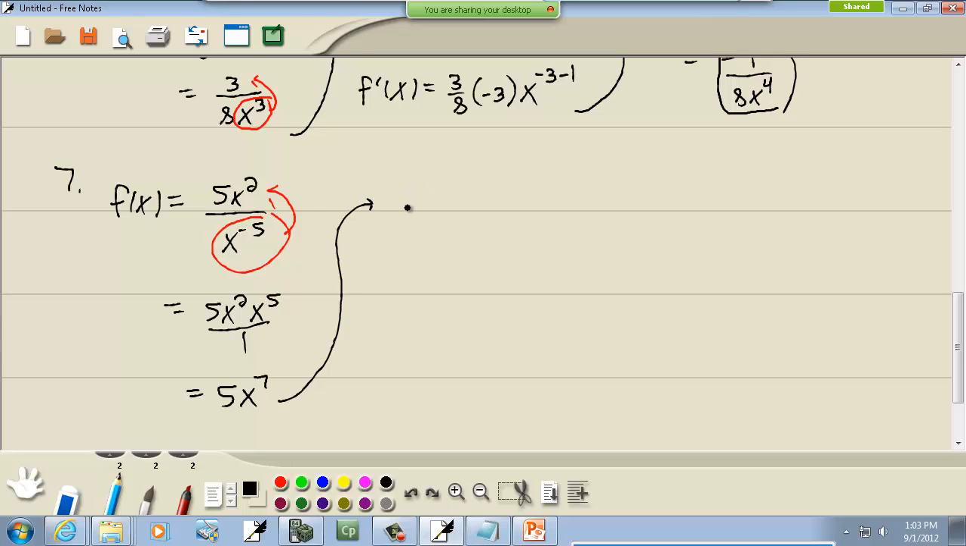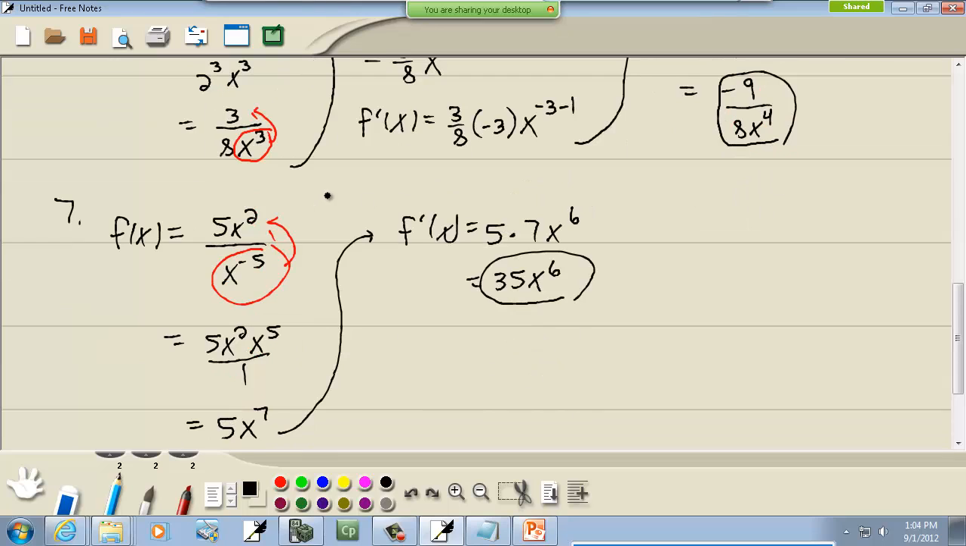We got x to a power. So for our derivative, f prime of x, the number out in front stays out in front. Take your power, put it out in front, lower it by 1. Which gives us 35x to the 6th. And that's our answer.